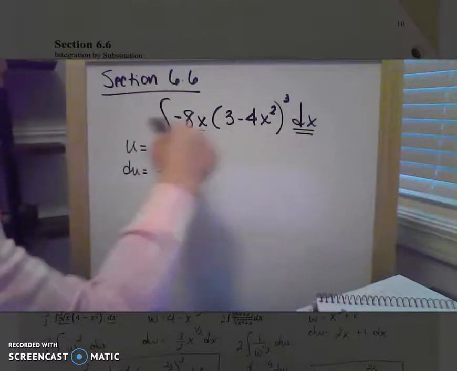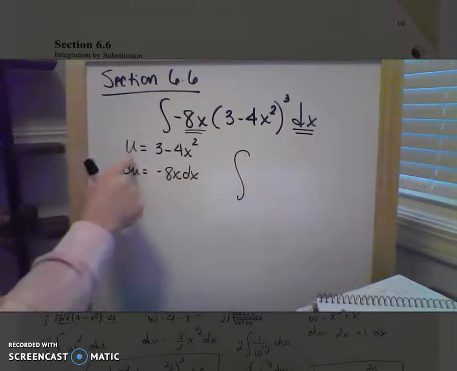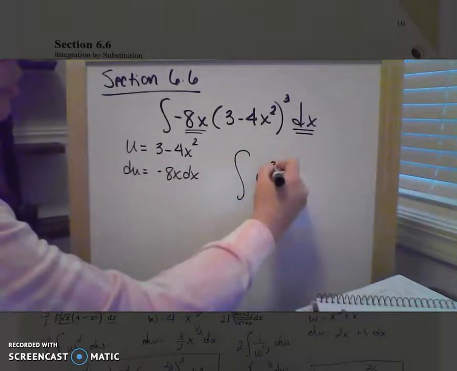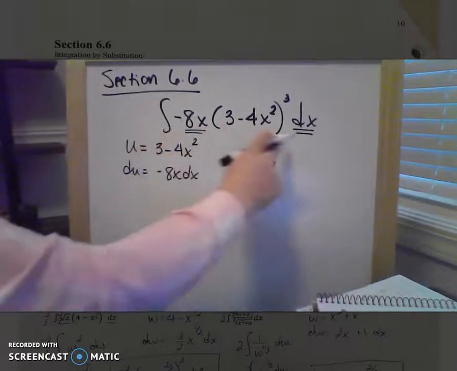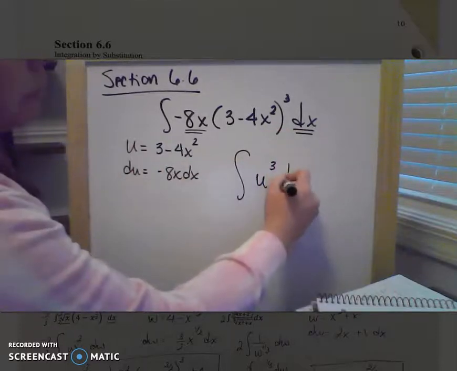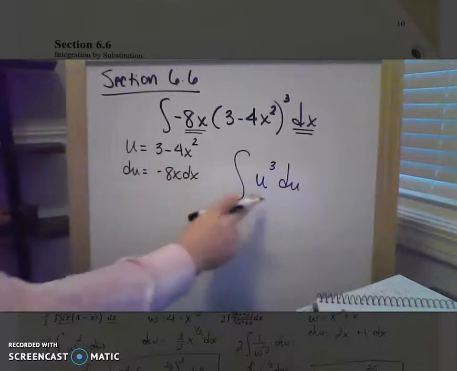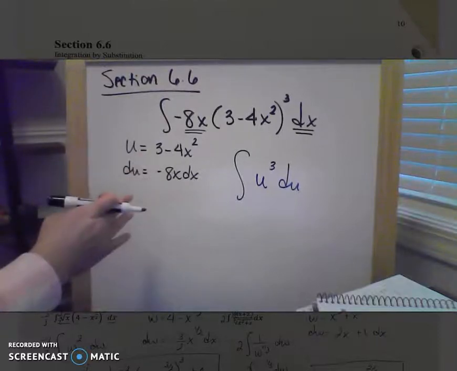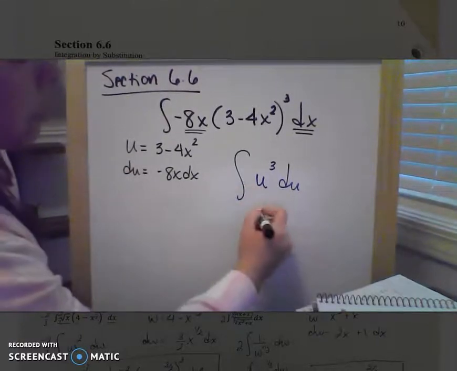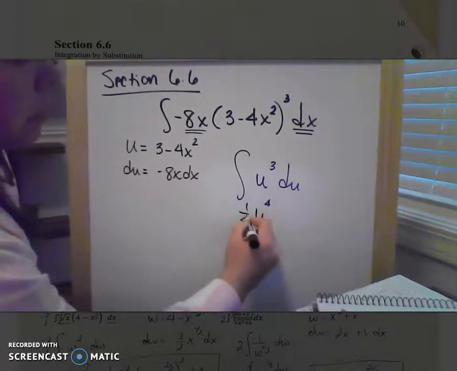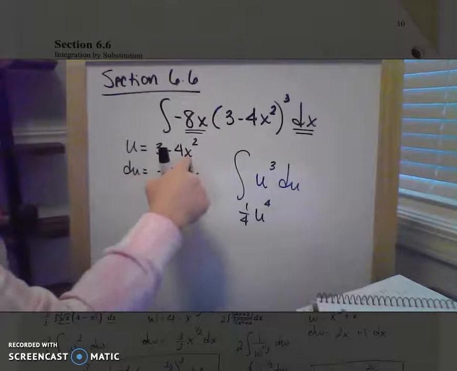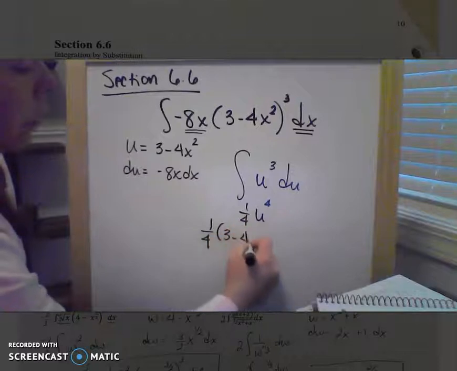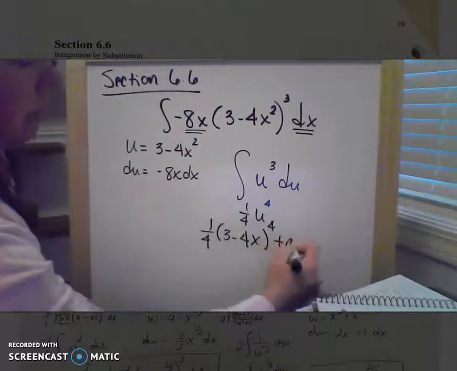So here's what we're going to do. We're now going to rewrite this integral in terms of u. So this inside gets replaced with a u, so we'll have u cubed. And then that negative 8x dx gets replaced with a du. And now we've created a much easier integral to solve. And now it's back to those basic integration rules. So this becomes, remember, you add 1 to the exponent, divide by the new exponent, and then your last step is to then replace that u with what it's equal to. So our answer ends up being 1/4 (3 minus 4x squared) to the 4th plus c.